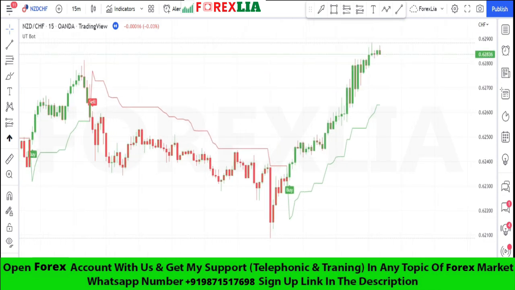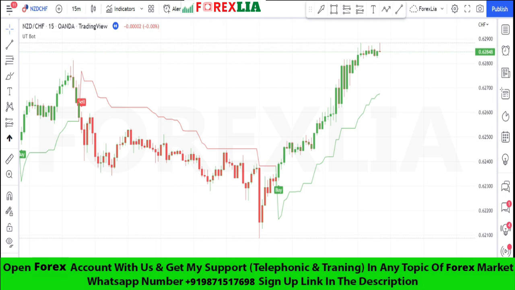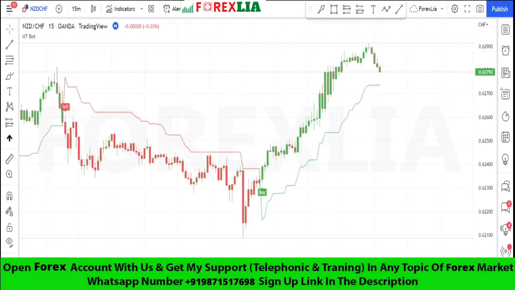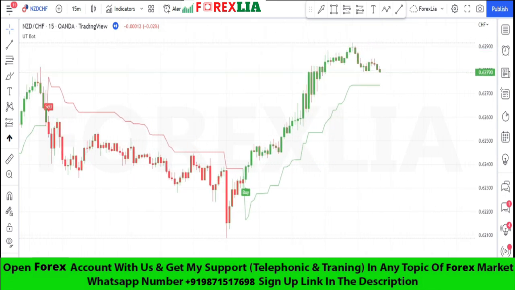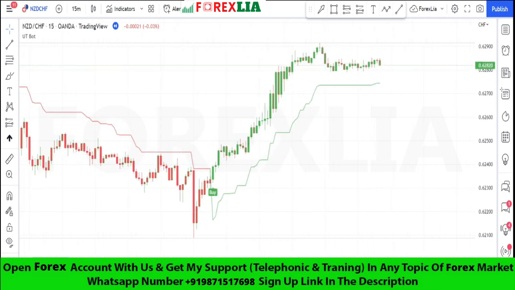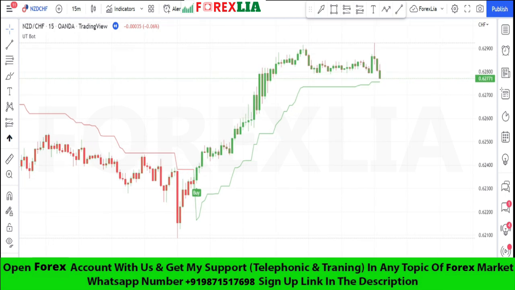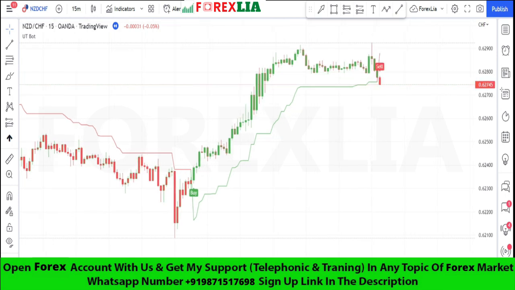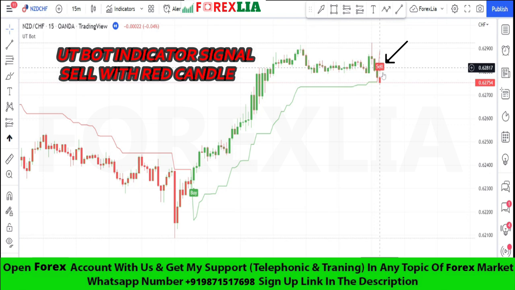If UT VOT indicator signal sell, then we take a sell trade. Here is sell signal confirmation. We place sell trade here.